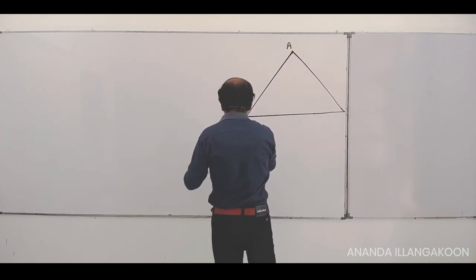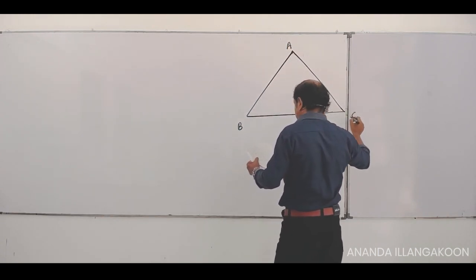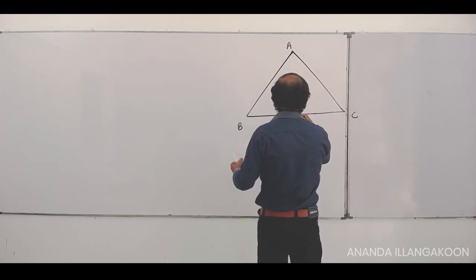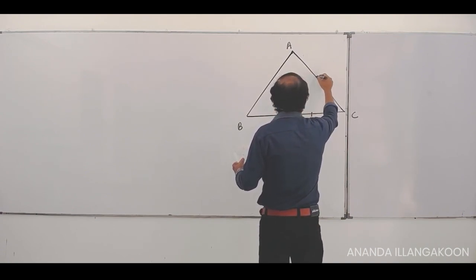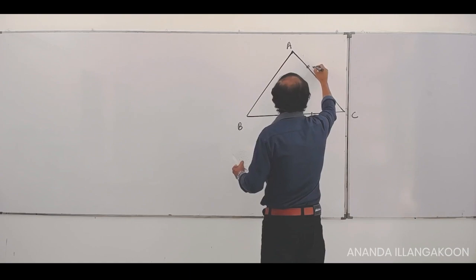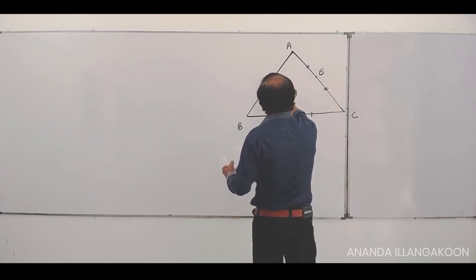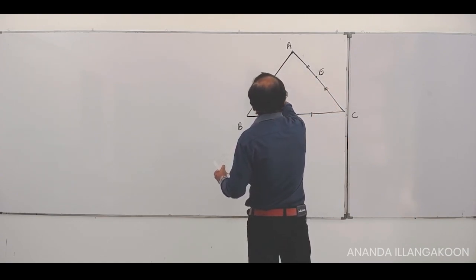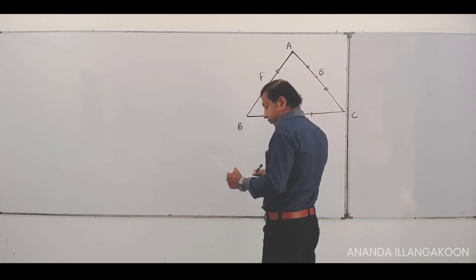Here A, B here, C here. D is the midpoint of this side. These two are equal. E is the midpoint of this side. These two are equal. F is the midpoint of this side. These two are equal. Right.